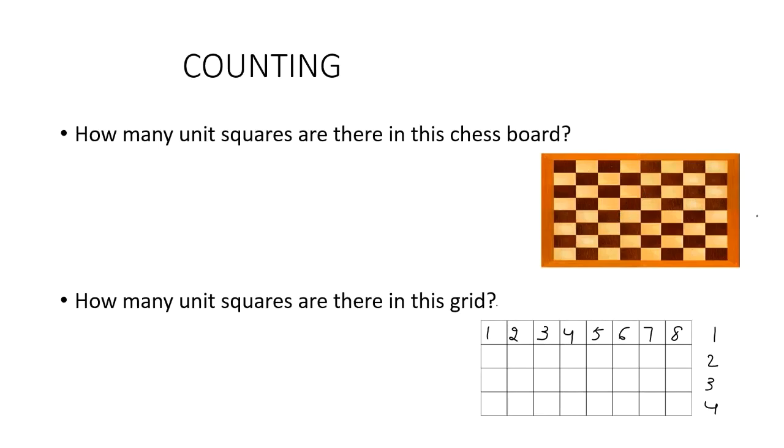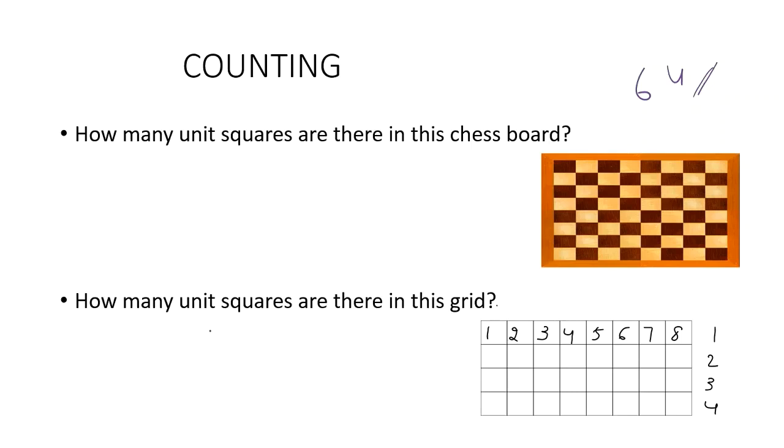So here you have a chessboard. The question is, how many unit squares are there in this chessboard? Without counting, you can answer that it contains 64. So it's a general knowledge question. Here there is no need of counting all the unit squares.